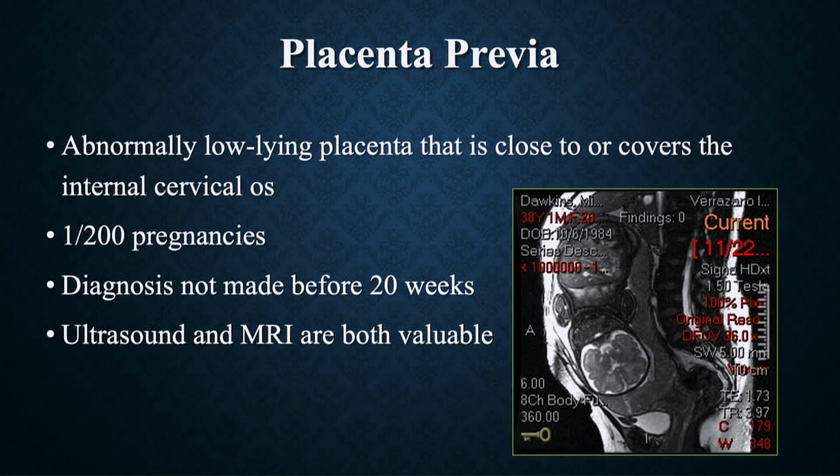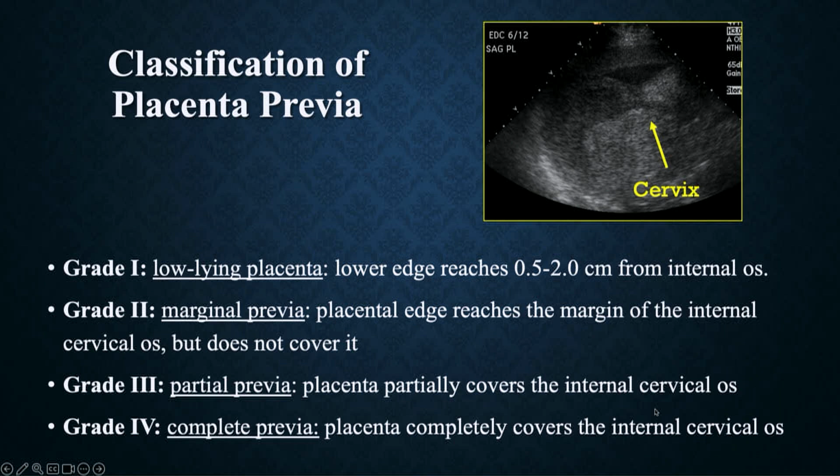It's a low-lying placenta that either comes up to the cervical os or can cover the cervical os. It occurs in about 1 in 200 pregnancies. We don't make this diagnosis before 20 weeks. Very frequently we can see a low-lying placenta in the first trimester, but we don't call it until after 20 weeks. Ultrasound and MR are both helpful. Here's a nice example of the MR, and the cervical canal is here, and we can see it's completely covered by the placenta.